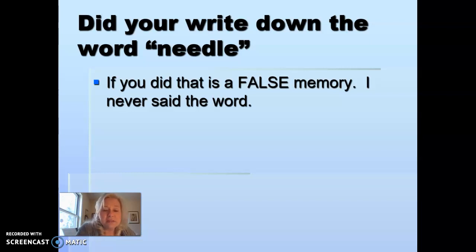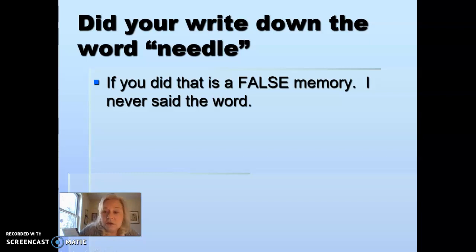What this illustrates for us is something really powerful in memory called a schema. Because all of the other words fit the schema for needle, it is likely that most of you wrote that down. And I'm sorry about that. It kind of freaks some people out that I was able to somehow create this false memory for you, but it does illustrate the power of schema.